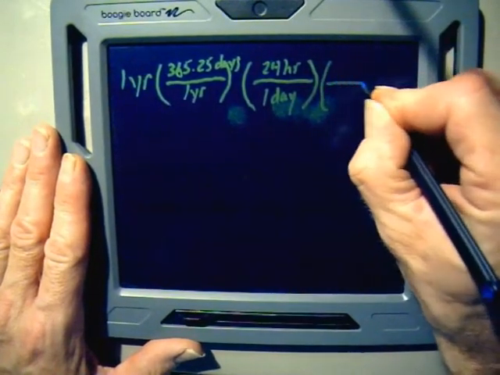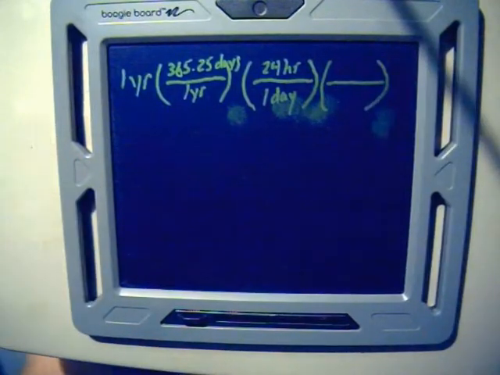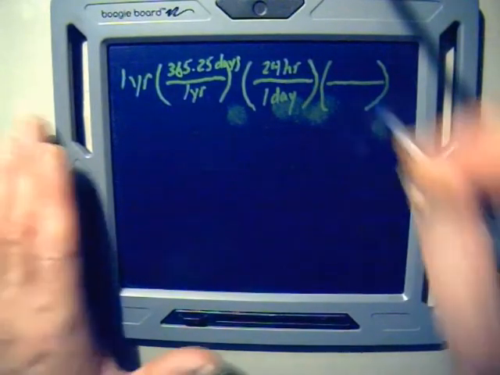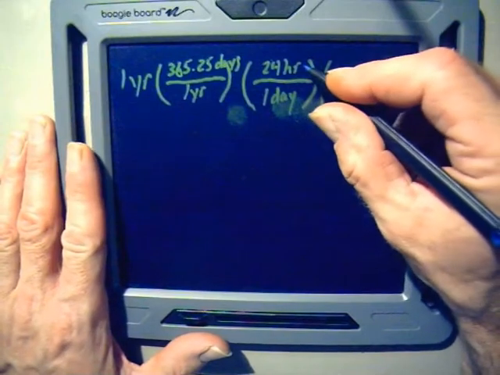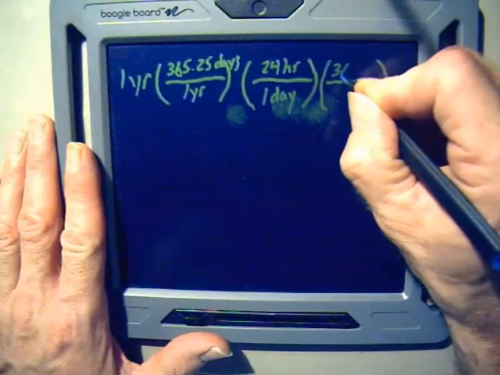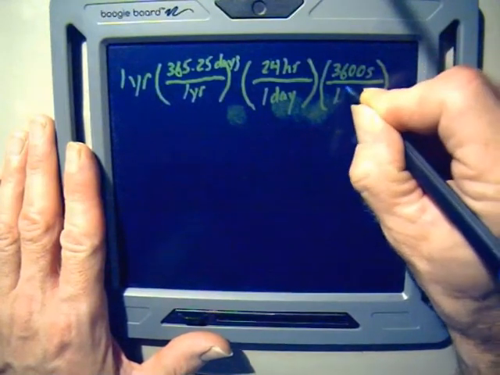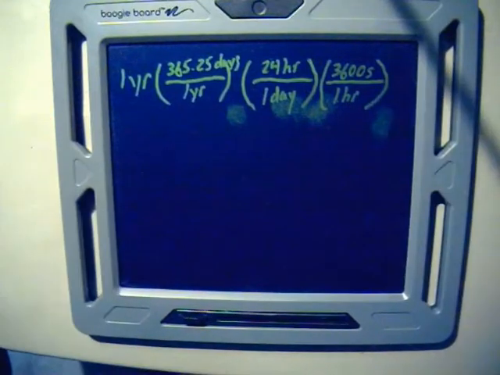Now, if you know how many seconds are in a day, you could have done this in one more step. Incidentally, there are 86,400 seconds in a day. If you want to go directly from hours to seconds, we could use the conversion that there are 3,600 seconds in 1 hour. Now, if you didn't know that there are 3,600 seconds in an hour, you could go from 24 hours, 60 minutes in an hour, 60 seconds in a minute, and do it that way.